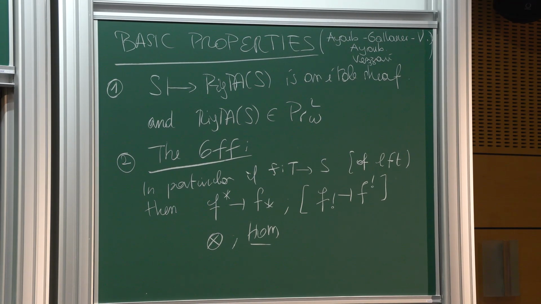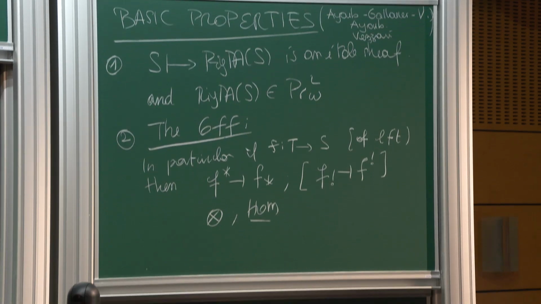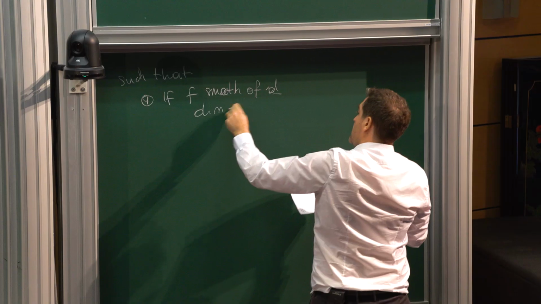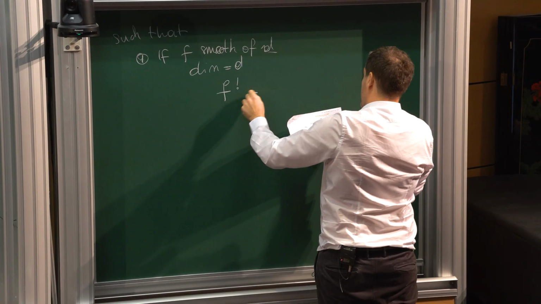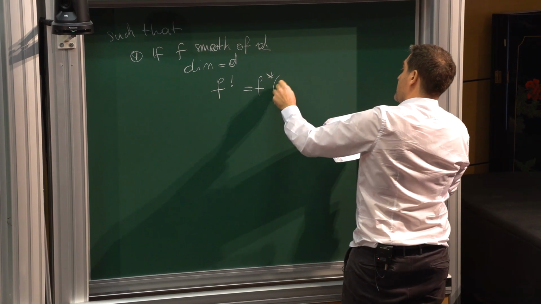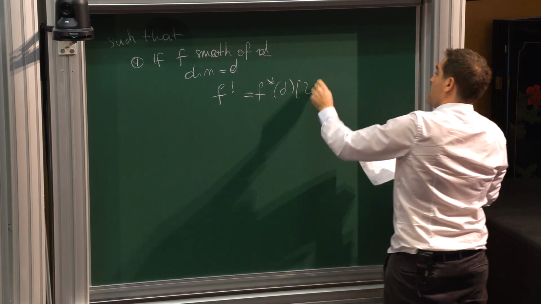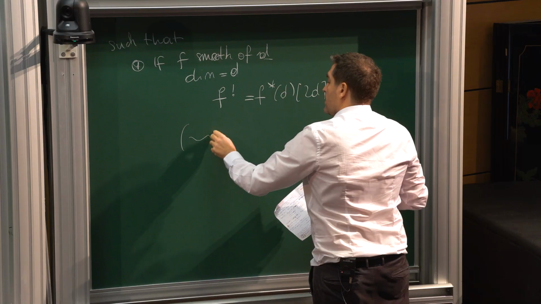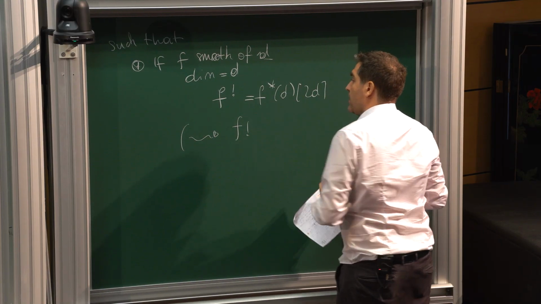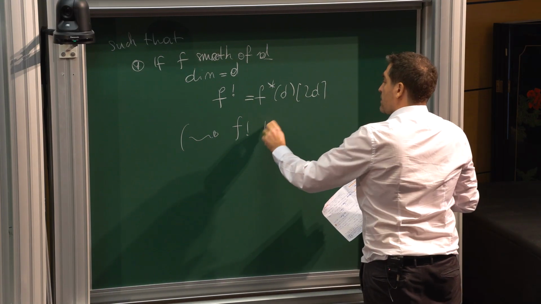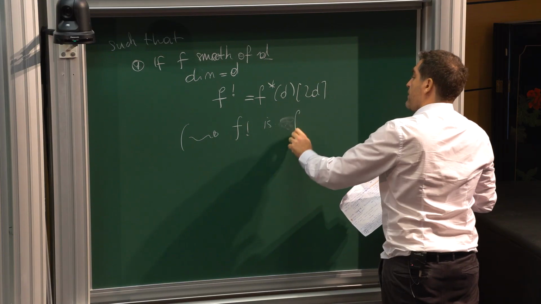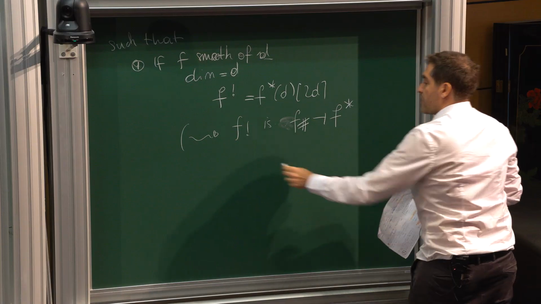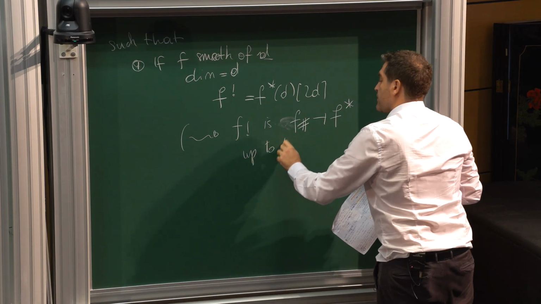One, if f is smooth of relative dimension d, then f upper shriek is the same as f upper star up to twists and shifts, which means in particular that f lower shriek is an adjoint, it is f lower sharp, which is the left adjoint to f upper star up to twists and shifts.